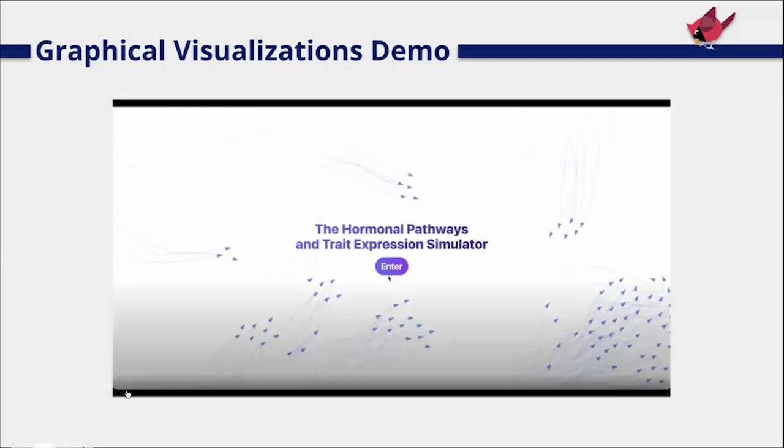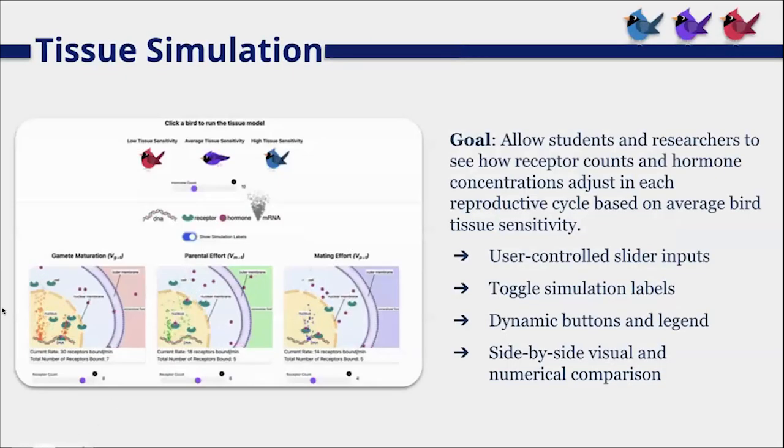All right, thanks, Billy. So the goal of the tissue simulation page is to help drive home the relationship between tissue sensitivity and trait expression by allowing users to get a snapshot of how receptor counts and hormone concentrations adjust in each reproductive cycle based on average bird tissue sensitivity. To achieve this goal, we included user-controlled slider inputs, a toggle button for the simulation labels, dynamic buttons, and a legend, as well as opportunities to make visual and numerical comparisons between the simulations. Now here's Charisma with our demo, where she'll go more in depth on some of these new features.